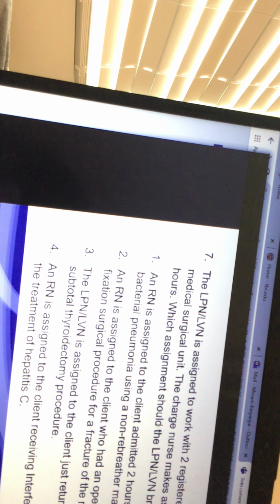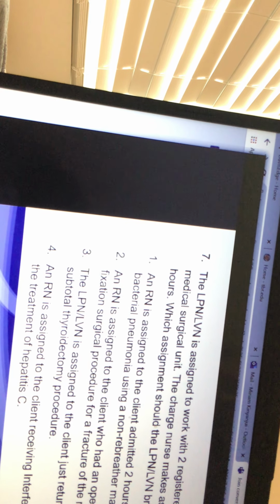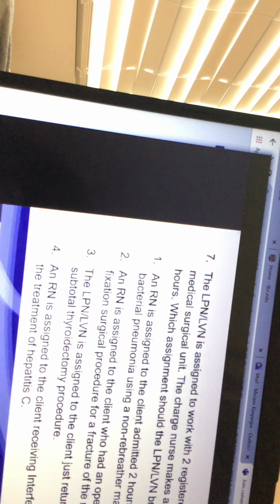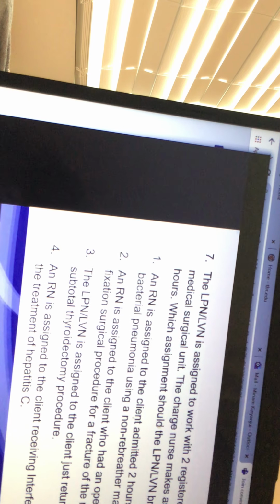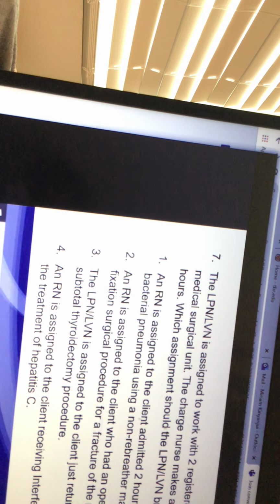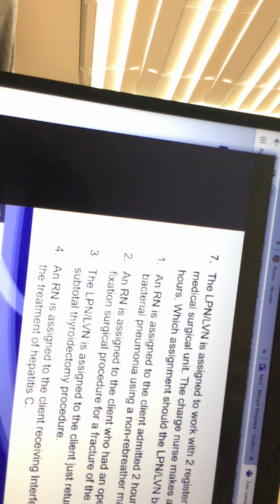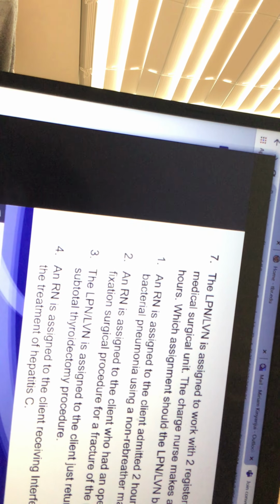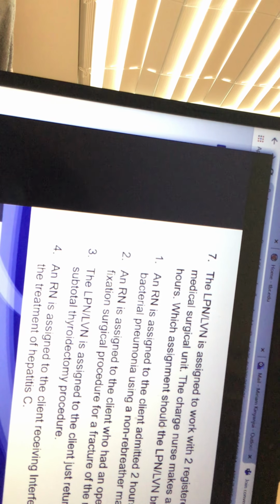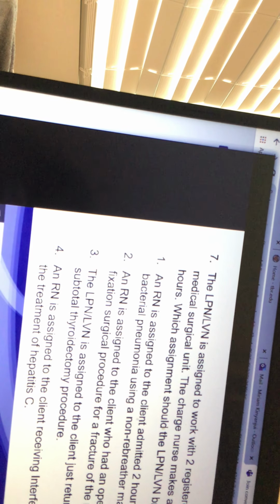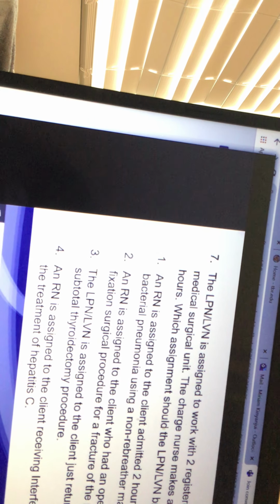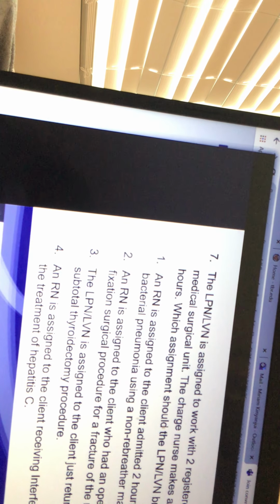All right, next one. Is this one wrong? The LPN is assigned to a client just returned to the unit after a subtotal thyroidectomy procedure. Yes, it's wrong. Why is that wrong? Since he's just back from surgery, an LPN can't take that patient. That's like having a new patient again. So let's keep number 3.